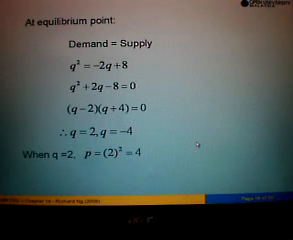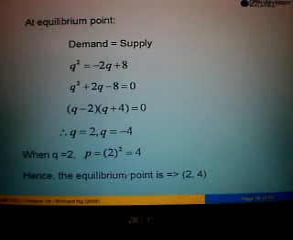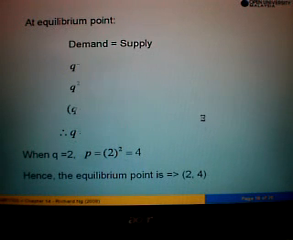Now when Q equals 2, substitute into the original equation, we will have P equals 2 square equals 4. Hence the equilibrium point is (2, 4) here. The quantity cannot be negative, so therefore we choose the positive answer.